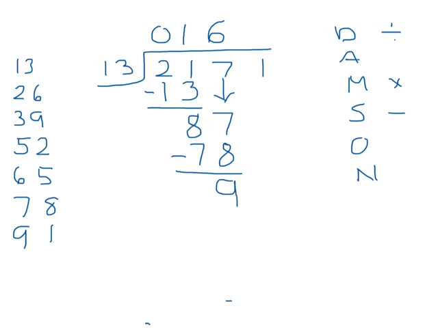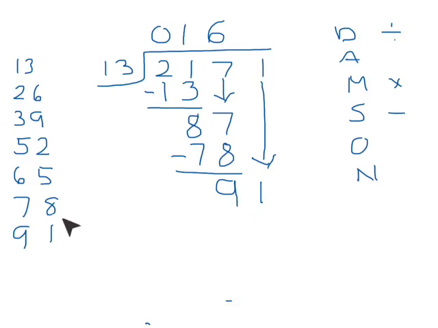Then we observe, is 9 smaller than 13? Yes. So we're ready to bring down the next number, which is a 1. And then we're ready to go to the beginning again and divide. We're dividing 91 by 13. How many groups of 13 can I get in 91?